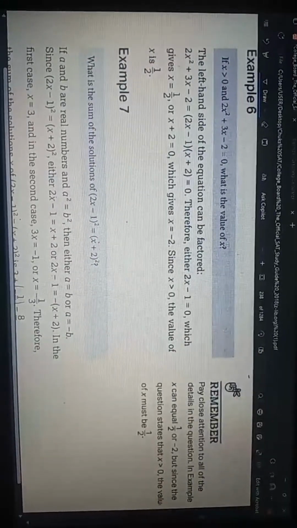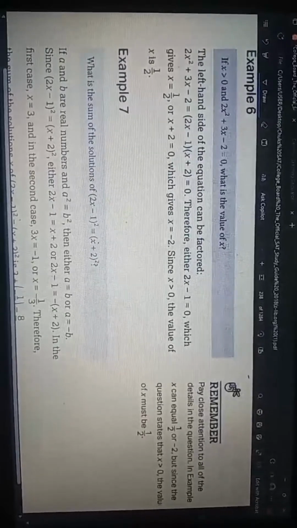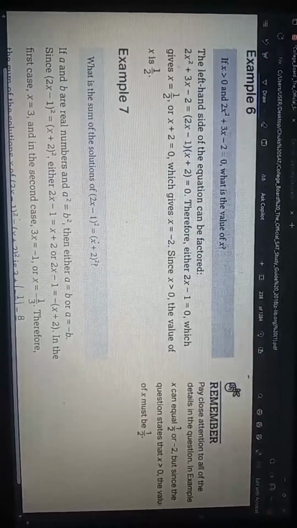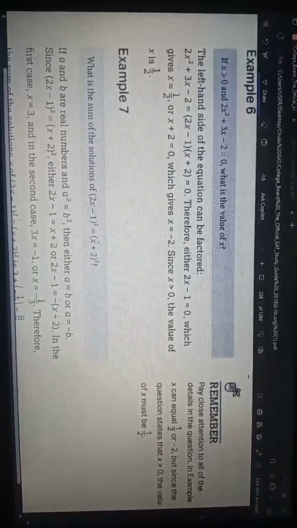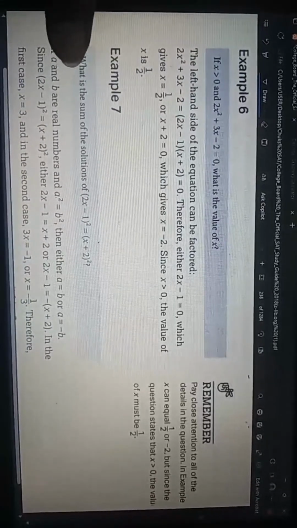More of the questions we're going to solve today are all Desmos compatible. Not all the questions you need to solve with Desmos, but most of them you can actually solve with your Desmos graphing calculator. So guys, looking at this question, we will start with example 7.